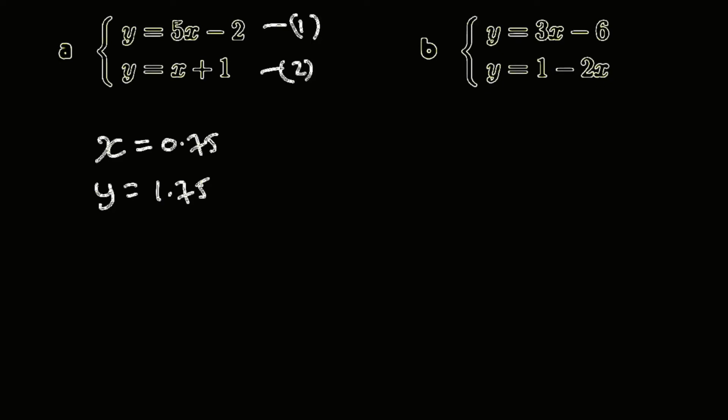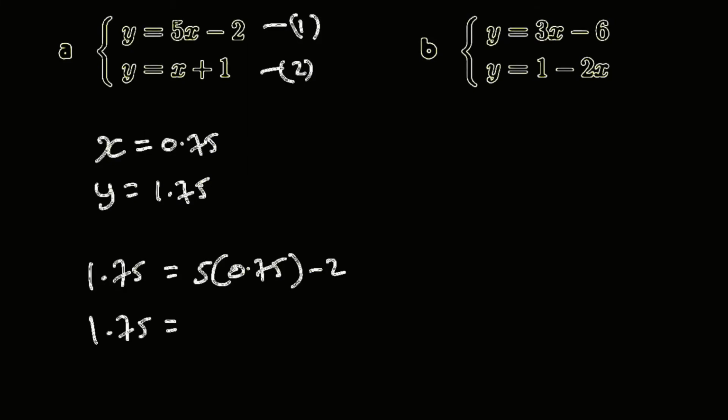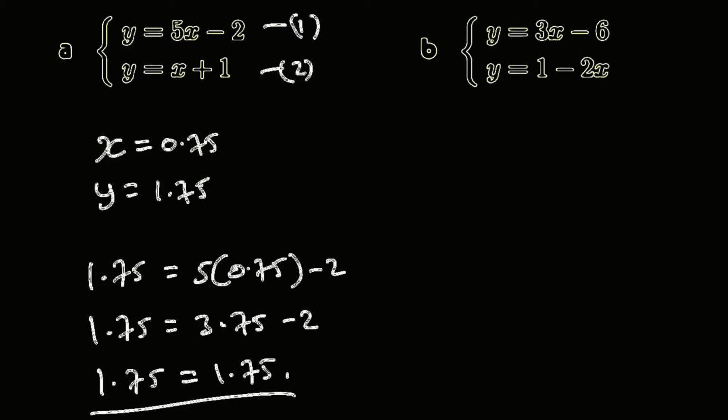So what I do have is y, which is 1.75, equal to 5 times 0.75 minus 2. So 1.75 is equal to 5 times 0.75, which is actually 3.75, and we're going to minus 2 from that. So 1.75 is equal to 1.75. So that is perfectly correct.